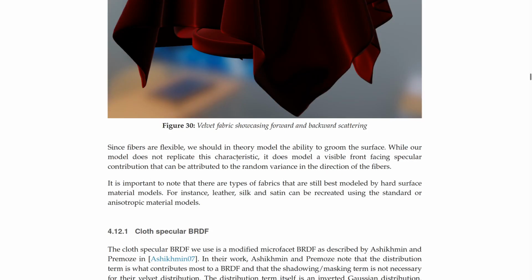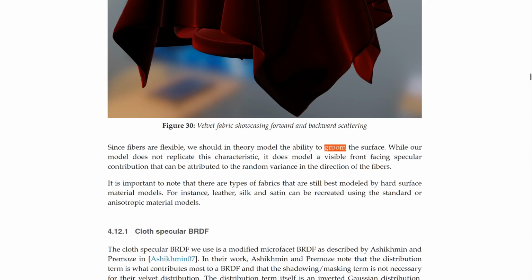Yeah, so since fibers are flexible, we should, in theory, model the ability to groom a surface. While our model does not replicate this characteristic, it does model the visible front-facing specular contribution that can be attributed to the random variance in the direction of the fibers.